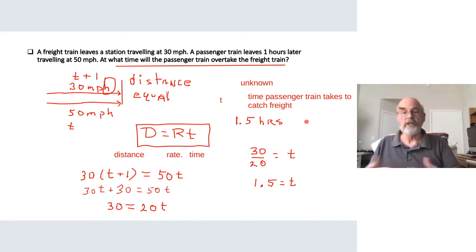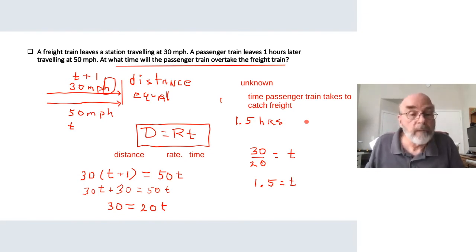As a follow-up question, we could ask, how long has the freight train been traveling? 2.5 hours? Yeah, 2.5 hours.